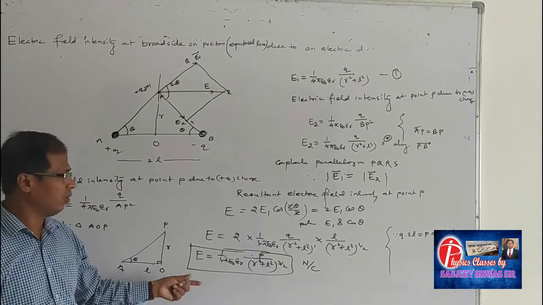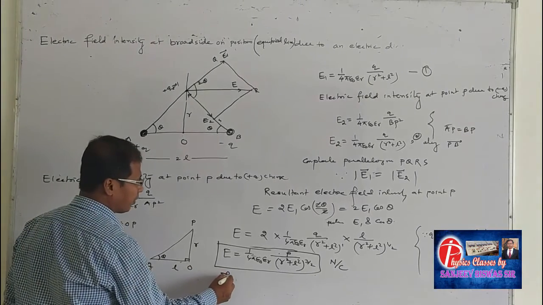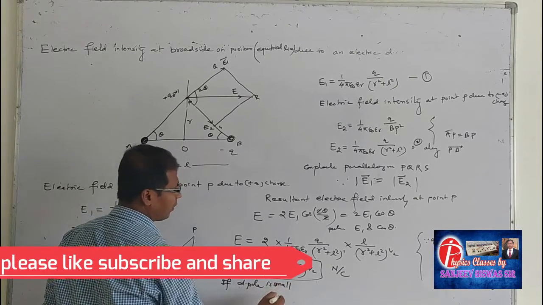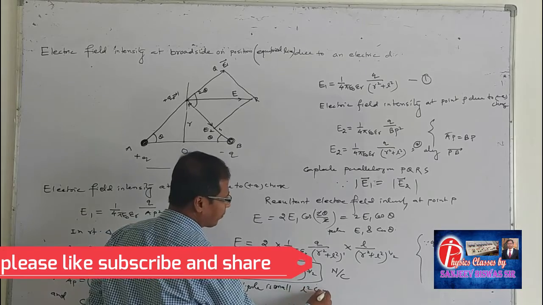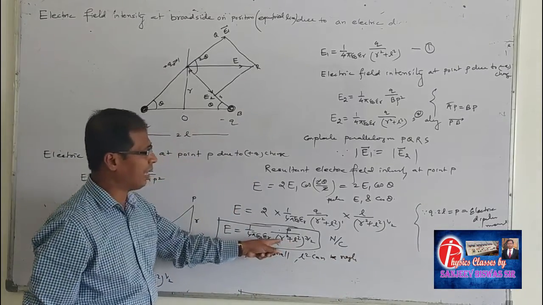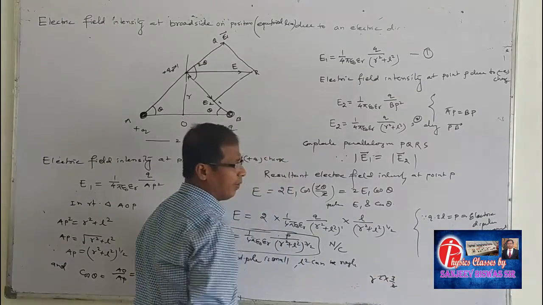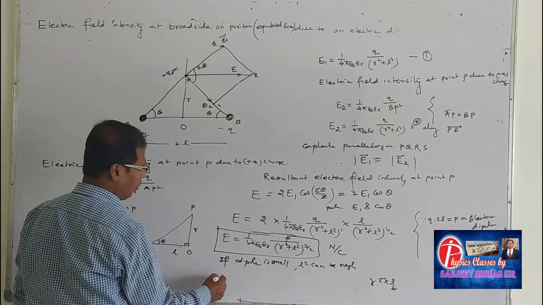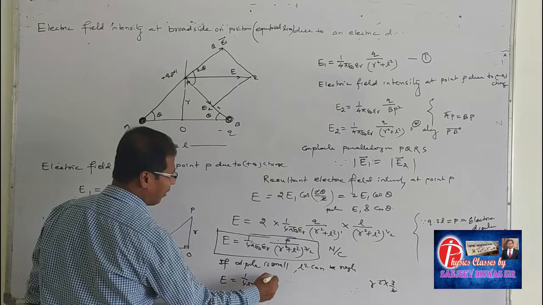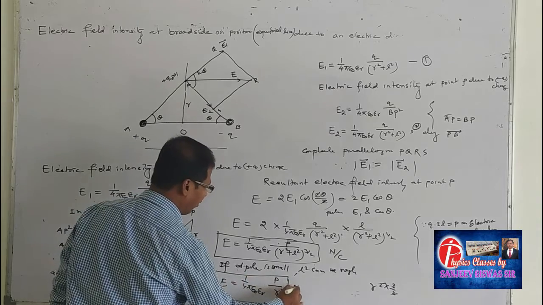You can take a screenshot of this derivation completely. If the dipole is small but strong, then L square can be neglected. Neglecting L square, r square remains, and its power 3 by 2 means r to the power 3 remains. So E is equal to 1 by 4 pi epsilon 0 epsilon r, p upon r cube, Newton per coulomb.